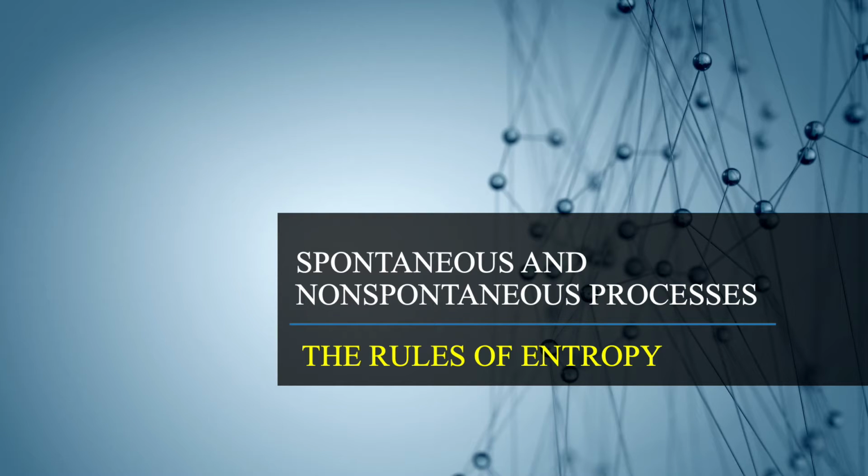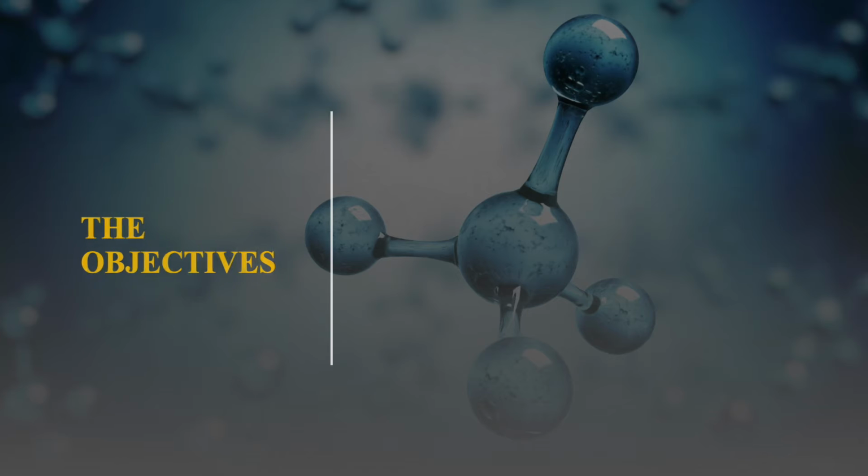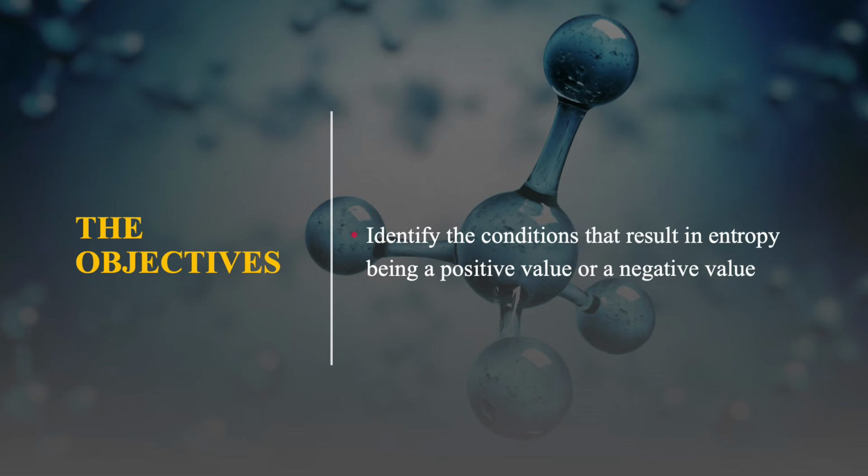Hey everyone, today's lesson is about the rules of entropy, specifically those associated with spontaneous and non-spontaneous processes. Today's goal is to list the conditions in which we get a positive or a negative entropy value.